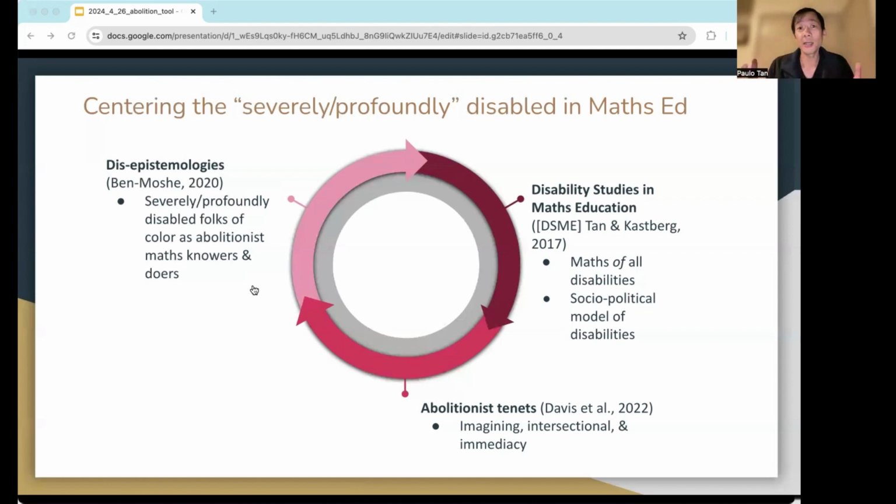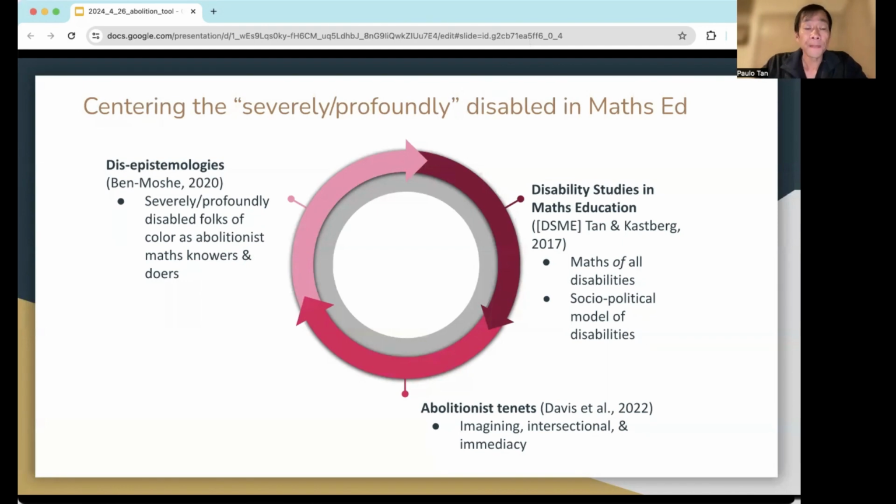And so the graphic here really talks about centering those who are the most difficult to think about, to teach, to plan for. This is turning the idea of lesson planning on its head, and centering those who are most marginalized. And this is very much aligned with prison abolitionist ways of thinking. So that's, I think, one way to go about that.